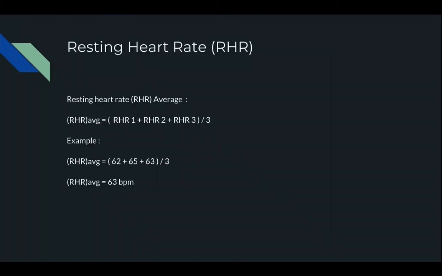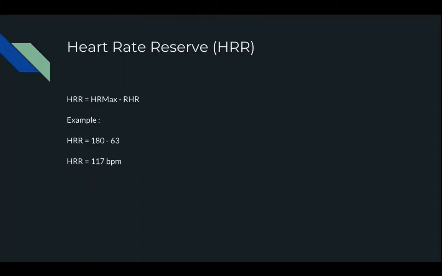After maximum heart rate, the second value to be calculated is resting heart rate, which is given by RHR average equals RHR1 plus RHR2 plus RHR3 by 3. Let us suppose the values of RHR1, 2 and 3 are 62, 65 and 63 respectively. Then RHR average comes out to be 63 bpm. The next value is heart rate reserve, which is HRR equals HRmax minus RHR. If we substitute the values of HRmax and RHR from the above calculations, we get the HRR value to be 117 bpm.